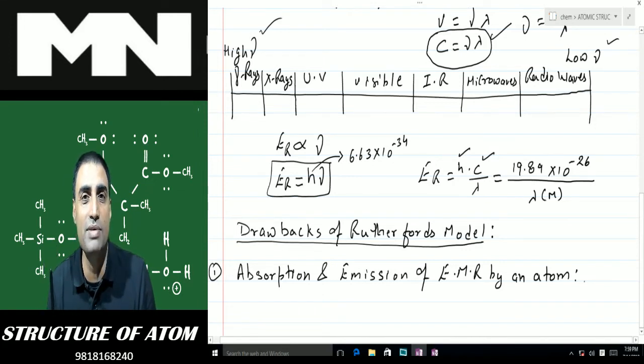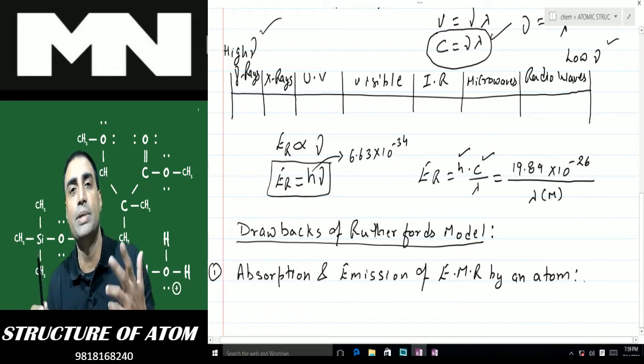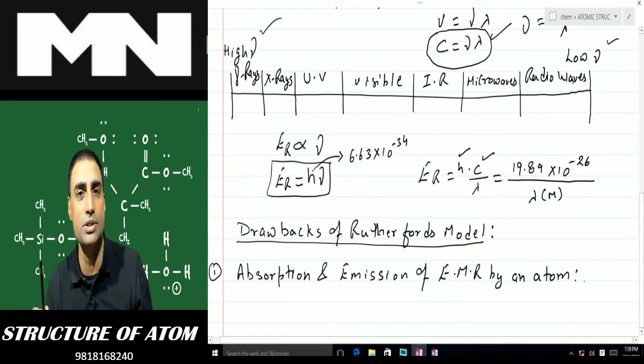All atoms have a tendency of absorbing and then re-emitting energy in the form of electromagnetic radiation. How does it happen, where do they store this energy? Rutherford could not explain that. I give you one example for that. You might have heard about the greenhouse effect or global warming.